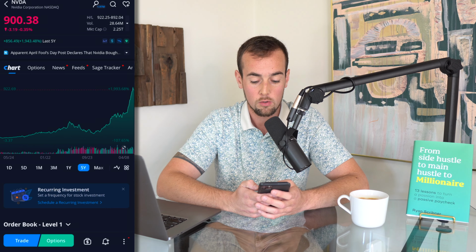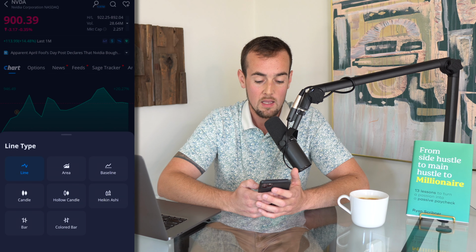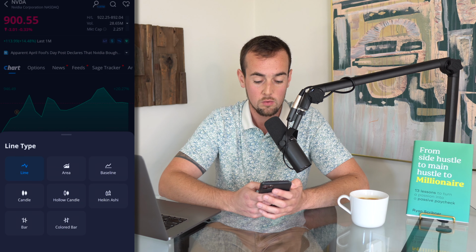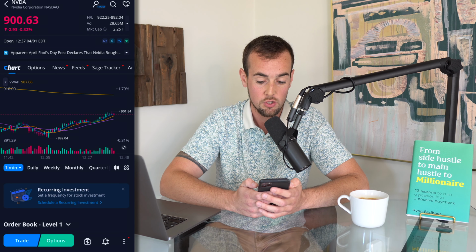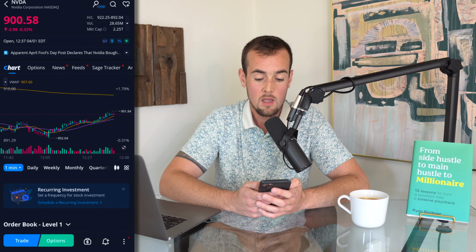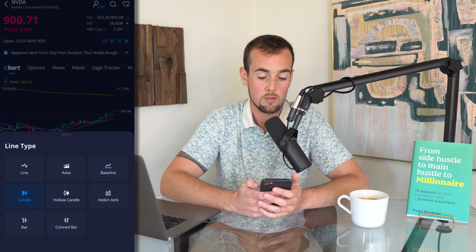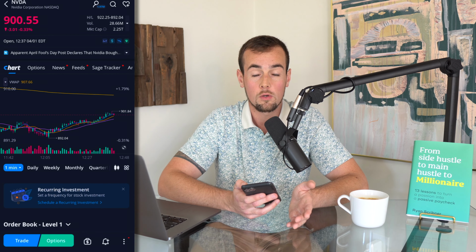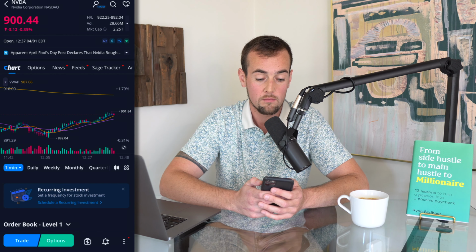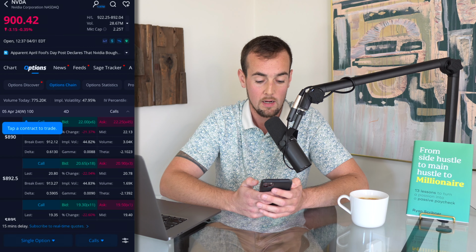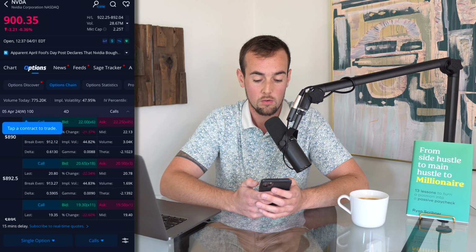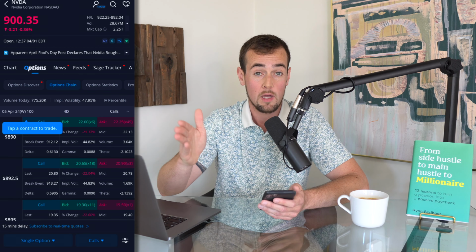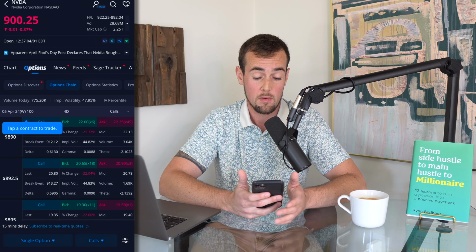And as mentioned earlier, if you want to toggle between different types of charts, you can do that over here. If you want to do candlestick charts, you can turn that on as well. So there's all sorts of different charting tools available. If you are looking for options related to NVIDIA, you can toggle over here to look at options. And this is going to show you the options premiums for call and put options that are both in the money and out of the money currently.